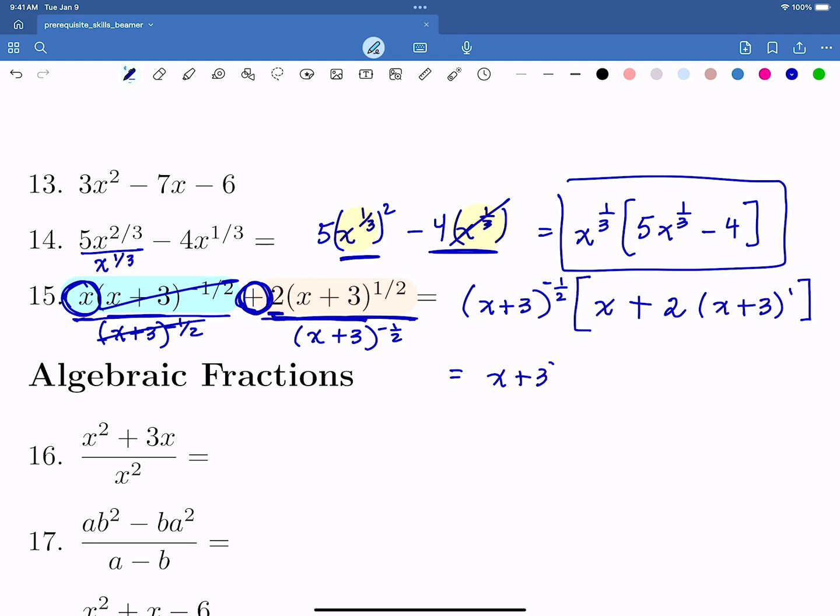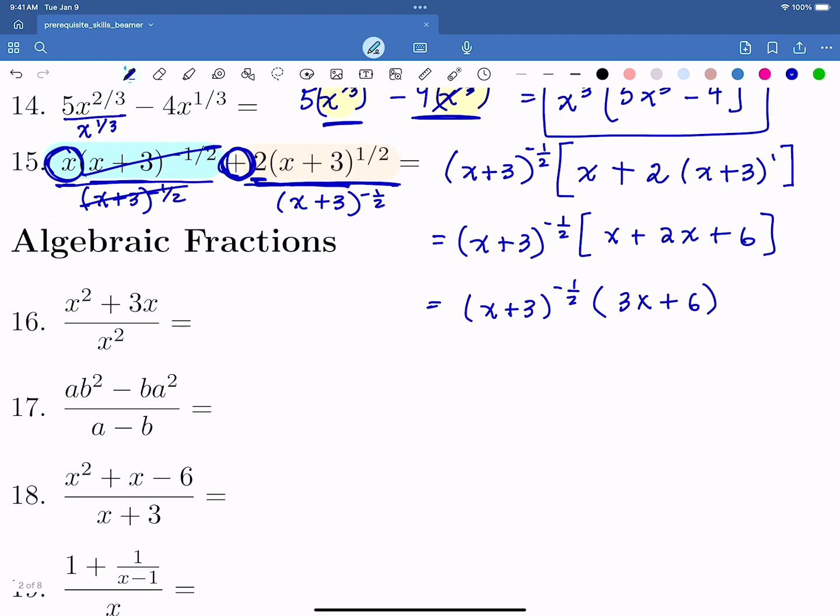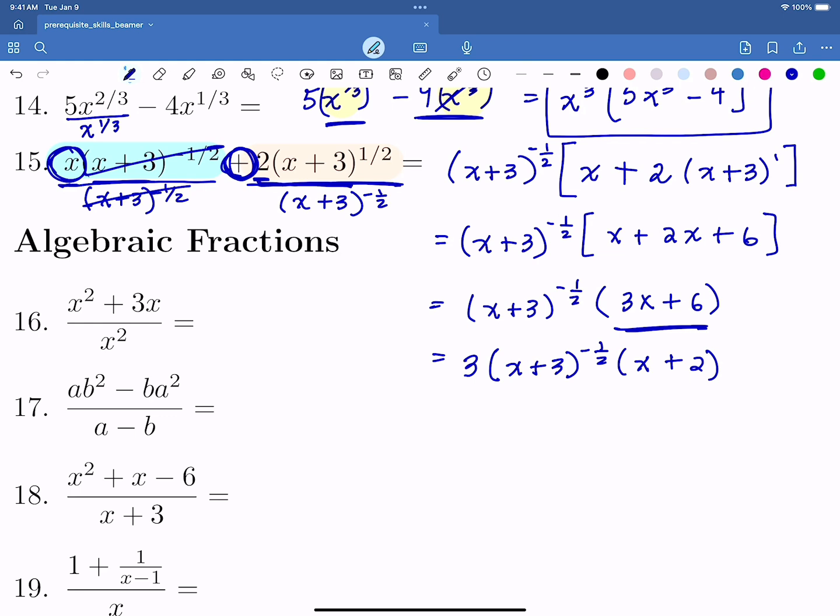Okay, let's simplify further. X plus 3 to the power negative 1/2 times x plus, distribute the 2, 2x plus 6. Combine like terms. X plus 3 to the power negative 1/2 times 3x plus 6. Oh, 3x plus 6 can be factored further. There's a common factor of 3. So I'm going to factor out a 3 from this term right here, and I'll write that in front. 3 times x plus 3 to the power negative 1/2 times, factoring out a 3 means dividing by 3, so this is x plus 2.